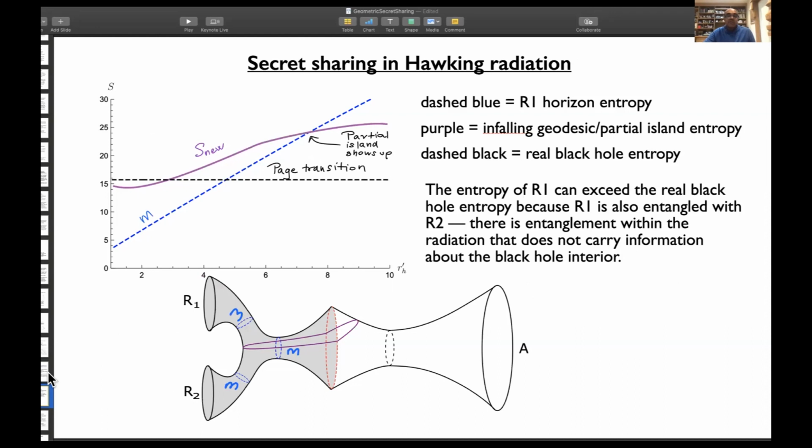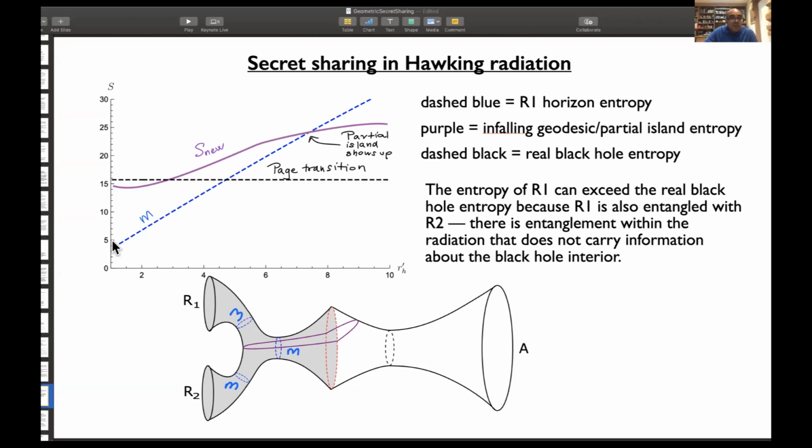Here's another interesting thing. We can draw the picture like this, and describe this in detail in the following way. This black line is the entropy of the real black hole. This dashed blue line is the entropy associated with this horizon, associated with the first radiation region. This purple line is the entropy associated with this infalling geodesic, and we're running the radiation protocol going to the right. Namely, we put more and more entropy into the radiation.